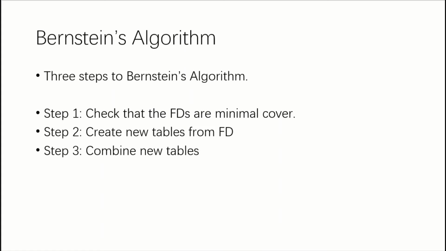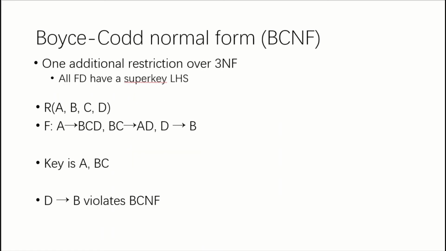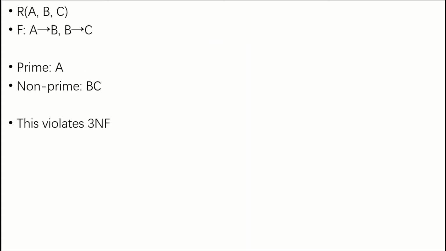So there are three steps to this. Firstly, we have to check that all the functional dependencies are the minimum cover. Second, we create the new tables from the functional dependencies, and in the third step we try to combine them. So we are going to run through all the earlier examples we did, where we checked that they fail either the second normal form or the third normal form.